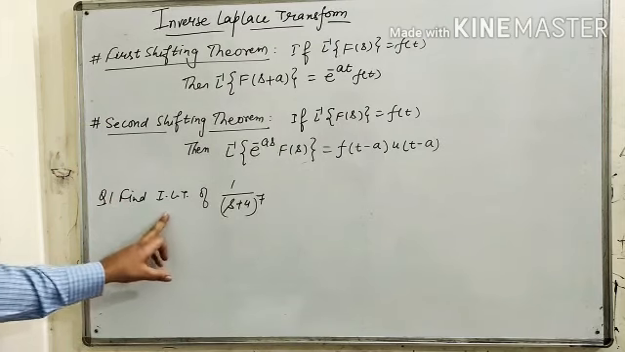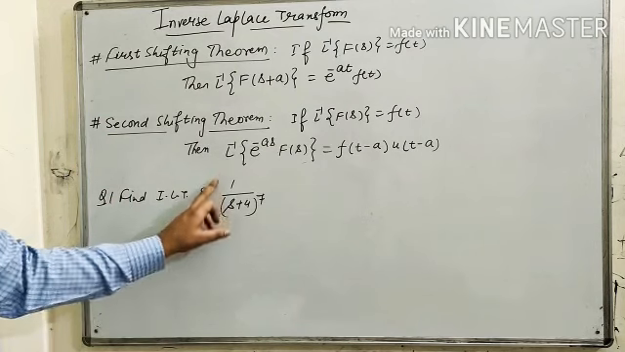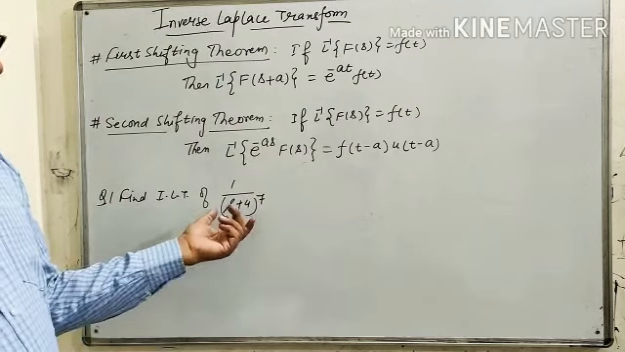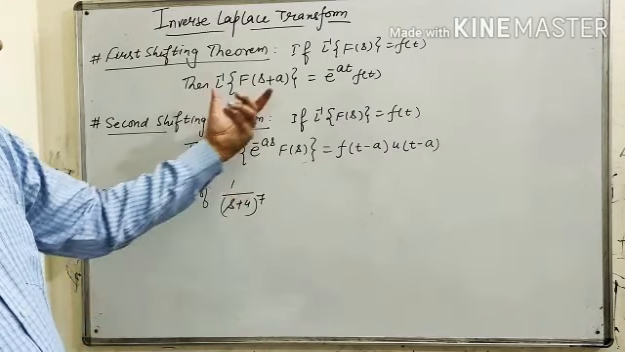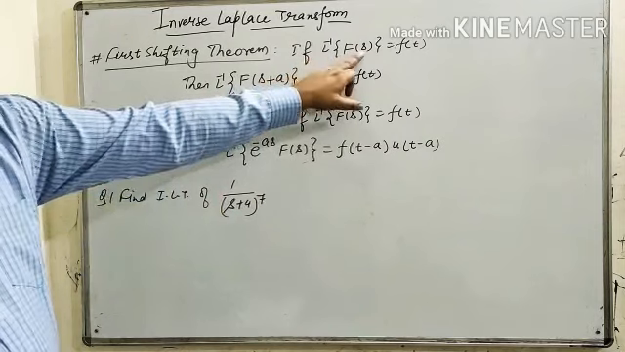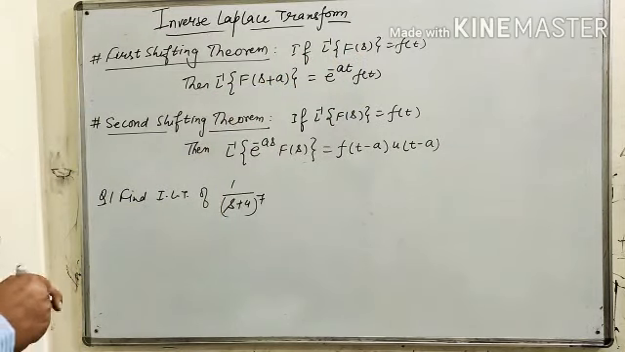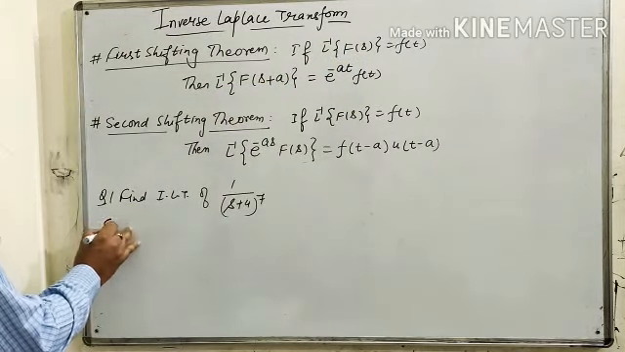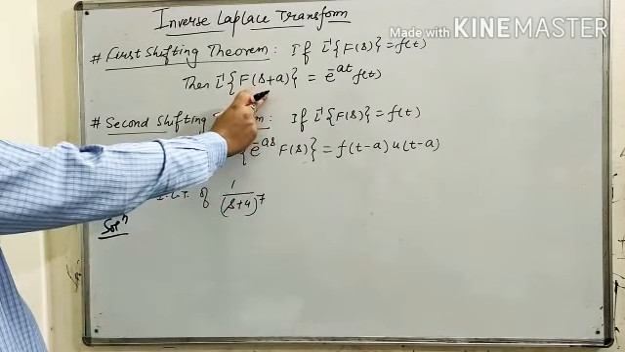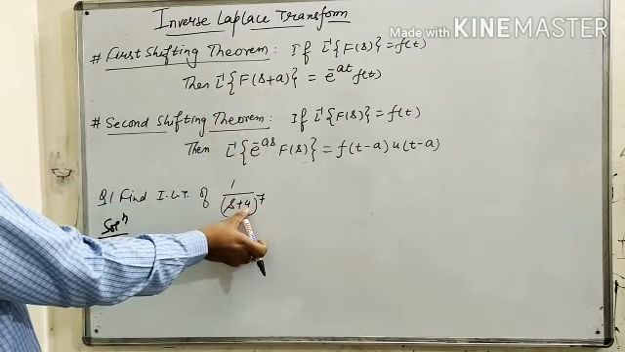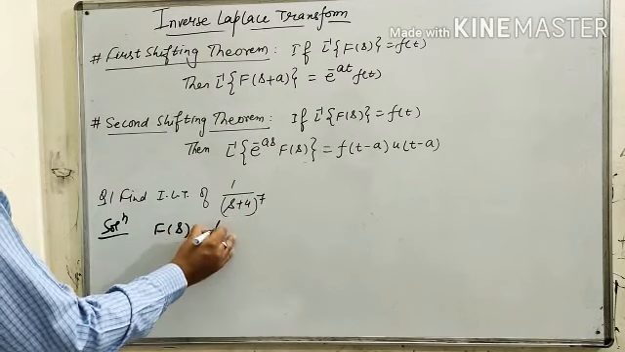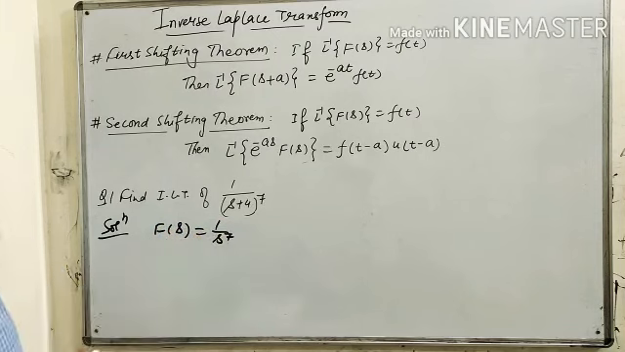So first question is: find inverse Laplace transformation of 1 upon (s+4)^7. This question is written in this particular form, F(s+a). So from here, first we have to identify F(s). How to identify F(s)? If we remove a, then what is remaining? F(s). So if we remove 4, then F(s) is equal to 1 upon s^7.